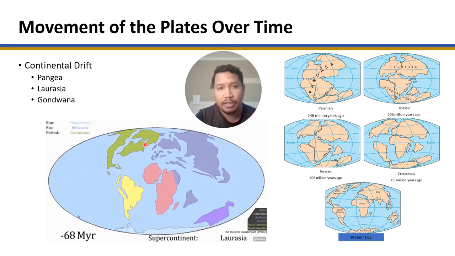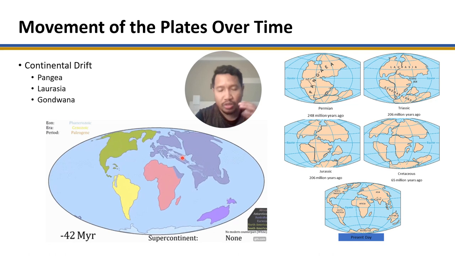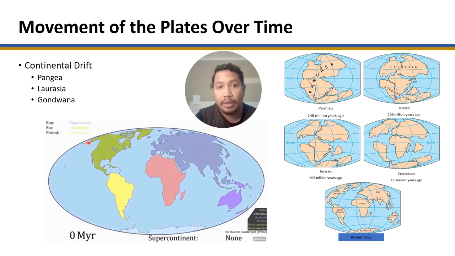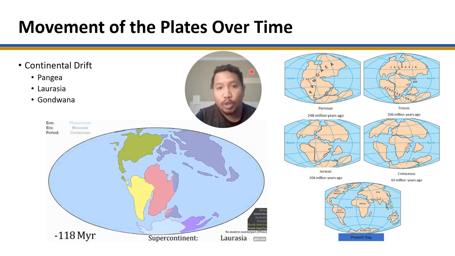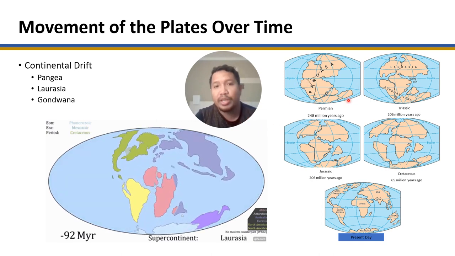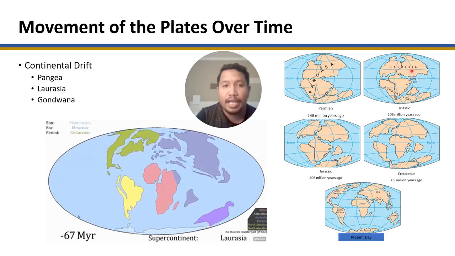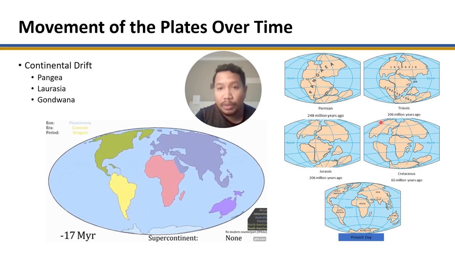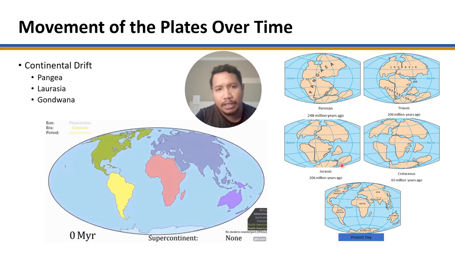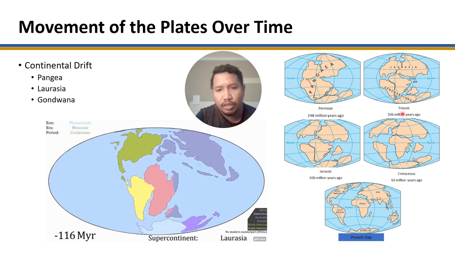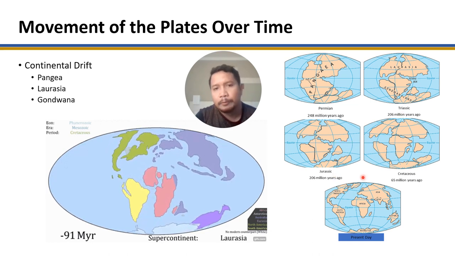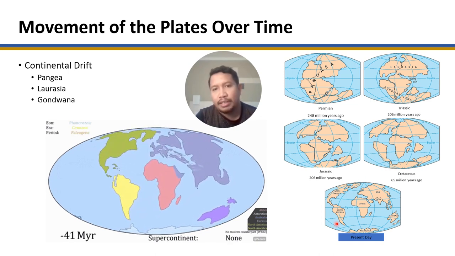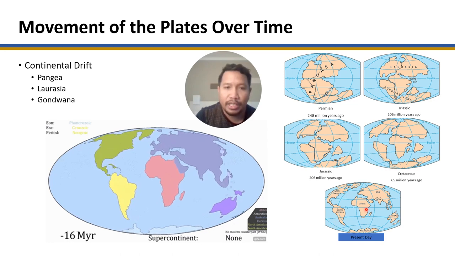The animation shows how the plates moved or drifted from 215 million years ago, in the Permian era, from a supercontinent known as Pangaea, breaking apart into two supercontinents known as Laurasia in the northern part and Gondwana in the southern part. The drift kept happening during the Mesozoic Era, which is the Triassic, Jurassic, and Cretaceous, until the present day with all seven major continents.